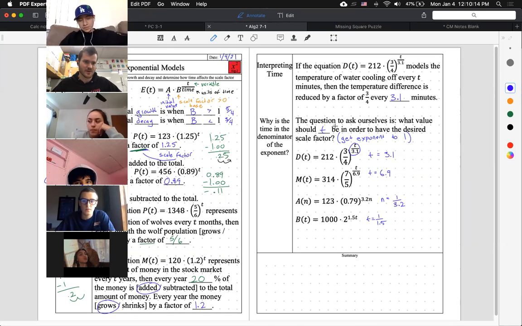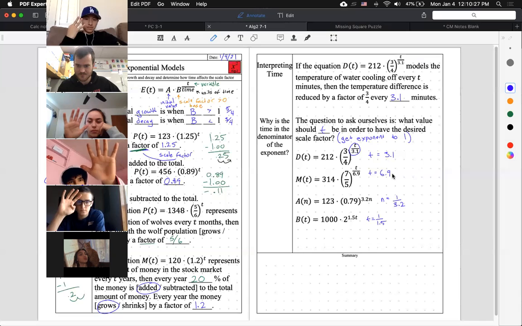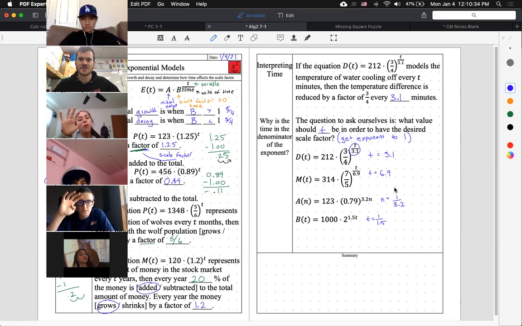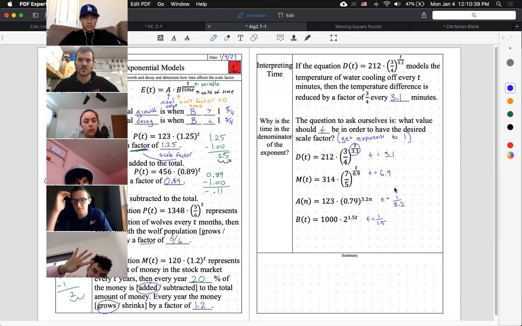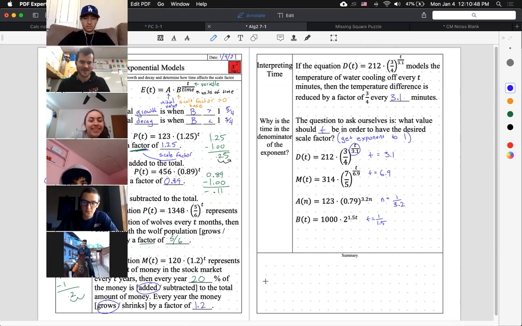Can you guys give me a quick fist of 5 on our objective, which was to identify forms of exponential growth and decay and determine how time affects the scale factor? I'm getting 5. Ooh, chat popped up. Let me go look at that. A 4, a 5, a 3. Jessica, Sergio, Jenny, 3, 4, 3.89. All right, cool.